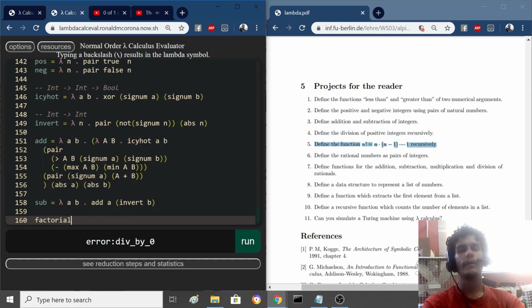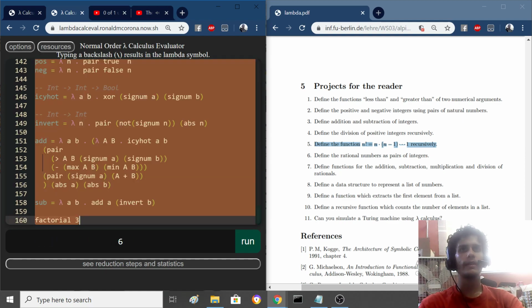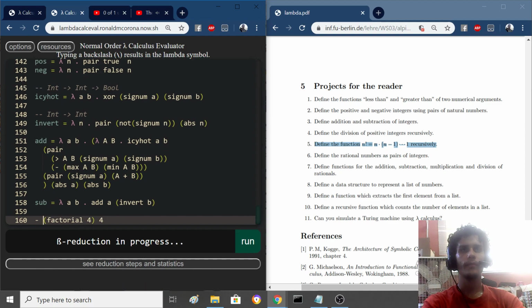Factorial of 3 should give us 6. Factorial 4 should give us 24, but that's kind of big. I don't have 24 to find, so I'll just subtract 4 from that. It should be 20. There you go, I get 20.